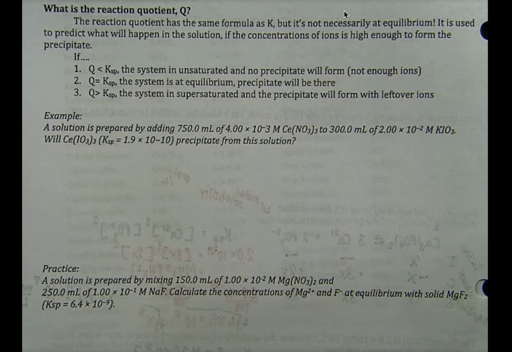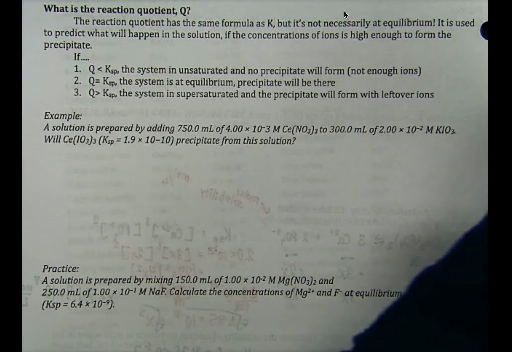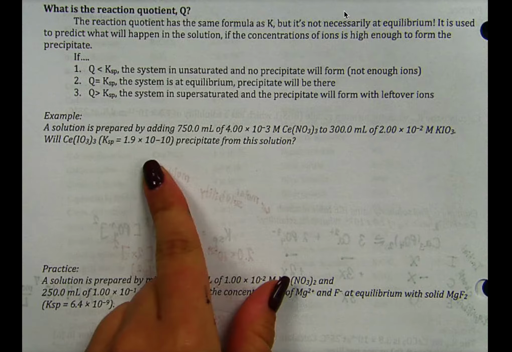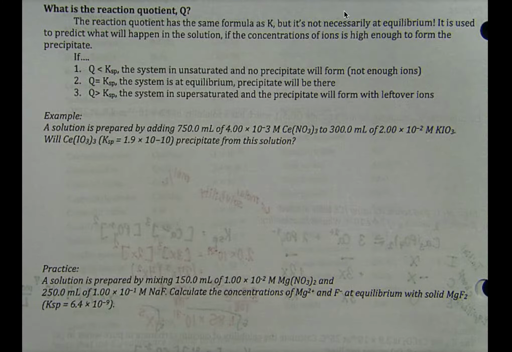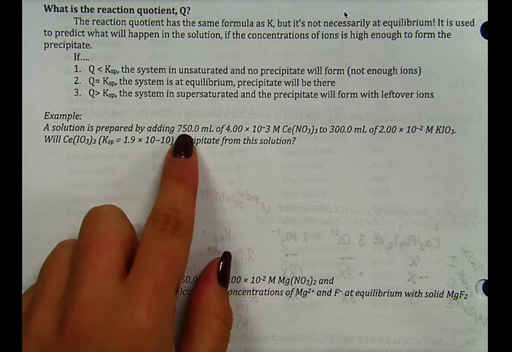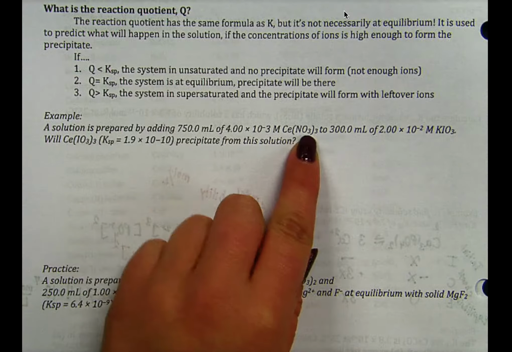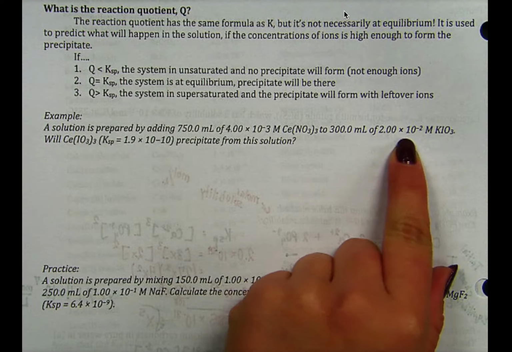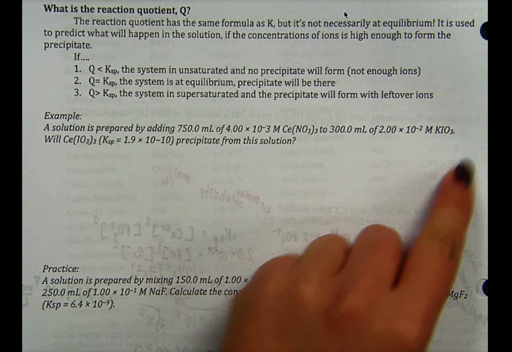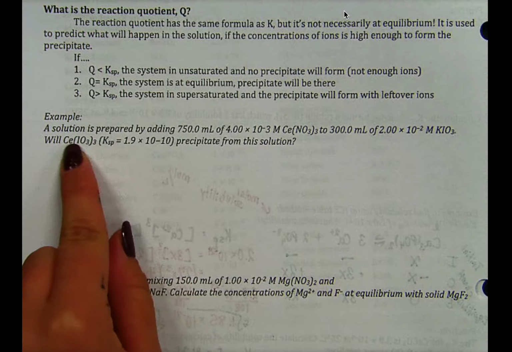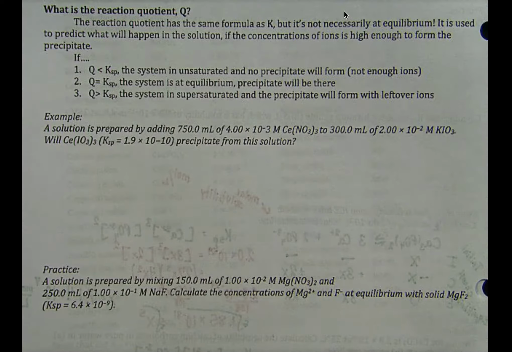Okay, so let's go ahead. This is a pretty difficult problem, but I think we can do it. Let me show you guys how to solve this one out. A solution is prepared by adding 750 milliliters of 4 times 10 to the negative third molar cerium nitrate to 300 milliliters of 2.0 times 10 to the negative 2 molar potassium iodate. Will that precipitate? We're given its Ksp.